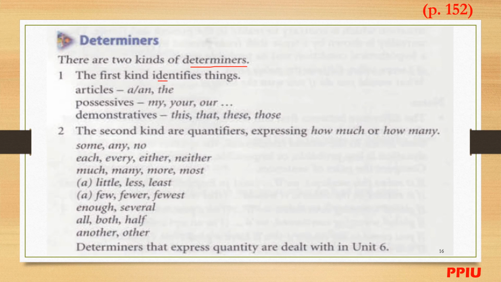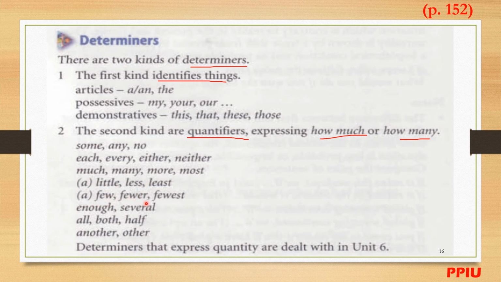So the first one we call identifying things. The second kind we call quantifiers that express how much or how many, like some, any, or no. This is not talking about an exact or particular number, but we just use some, any, or no. Each, every, either, neither. Those things can show much, many, more, and most. Little, less, and least. It can be optional, a little, or less, or least in here.